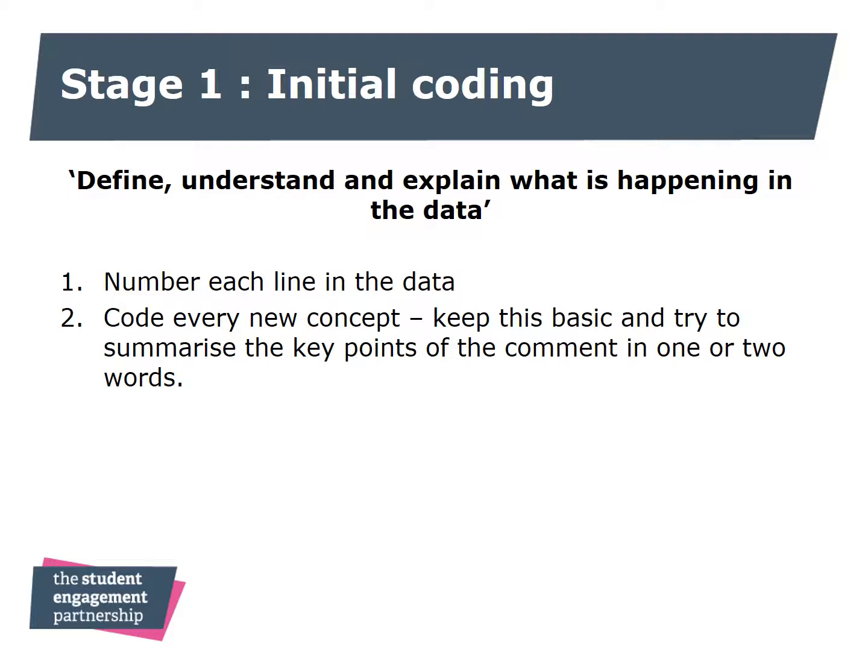Coding aims to define, understand and explain what's happening in the data. There are several stages, the first being initial coding. At the initial coding stage, you're aiming to make the data more manageable. Try and reduce each key idea into a few words, for example, above and beyond, or innovative teaching style. Don't be too broad at this stage. We'll group similar comments together at stage 2. Make sure that you number each new concept so it's easier to refer back to them.